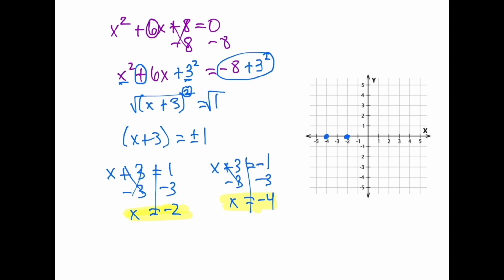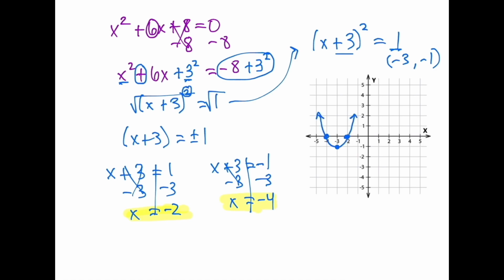The next step is to find our vertex. I'm going to rewrite this to have what we had before we square rooted. Our vertex is going to be the opposite of this term, that's -3, and the opposite of this term, that's -1. So our vertex is -3, -1. We can connect our points and we have our parabola.